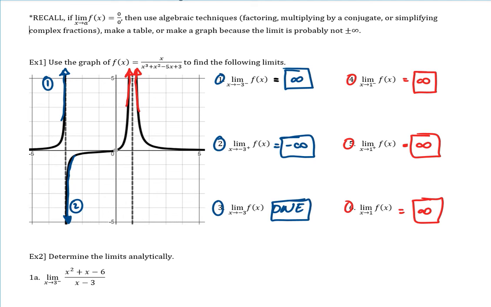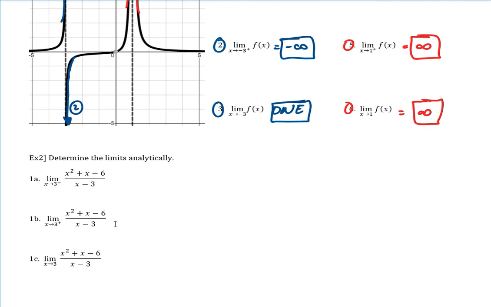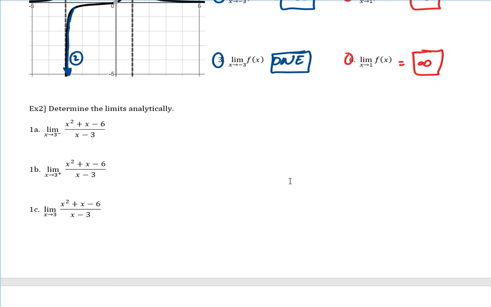There it is. To do problems where they don't give us a graph, we still follow the same old steps. We still plug 3 in. Notice all these are the same function. If I plug 3 in exactly, my scratch work down here would be 9 plus 3 minus 6 over 3 minus 3. Well, 12 minus 6 is 6 over 0.